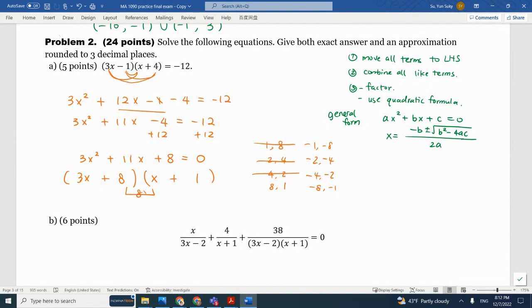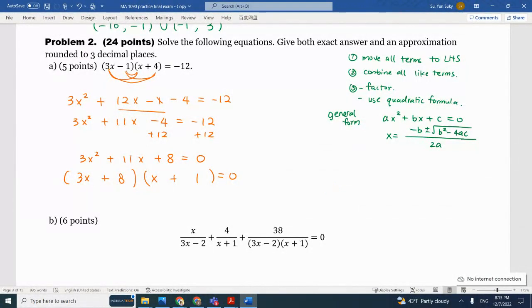See? 8 times x is 8x. 3x times 1 is 3x. You add them up, that is 11x. So this is our factorization. Okay. And because this is plus, that's why you try all the positives. If that sign is minus, then you try the negatives. Alright, let me erase all of these. So this is how we think.